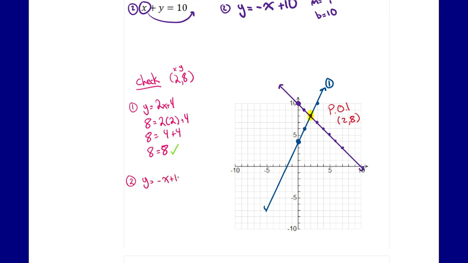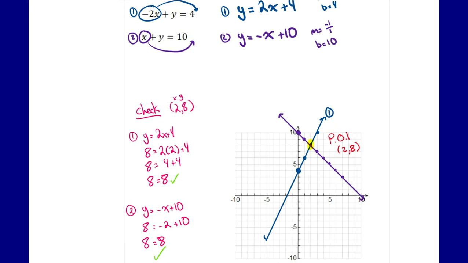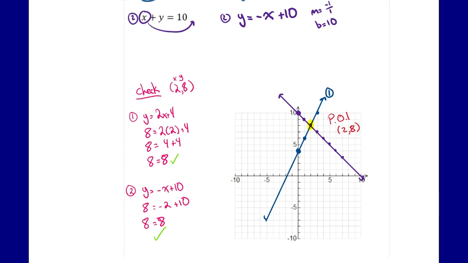Y equals negative x plus 10. 8 equals negative x, and x in this case happens to be 2. So it becomes negative 2 plus 10. Negative 2 plus 10 is 8, so 8 equals 8. Left side equals right side. So that works for that equation as well. Now, you could have used the original equations, plugged in the x and y. You didn't need to use the converted ones. But because they're the exact same equation, just written a different way, it shouldn't matter. Remember to check both equations, because to satisfy the linear system, the values have to be on both lines, which means it needs to be the point of intersection.